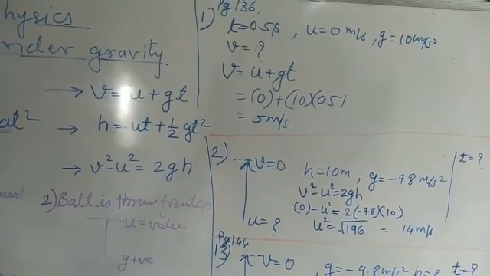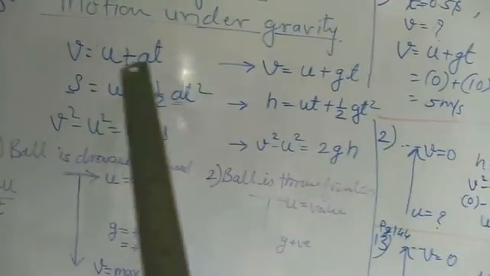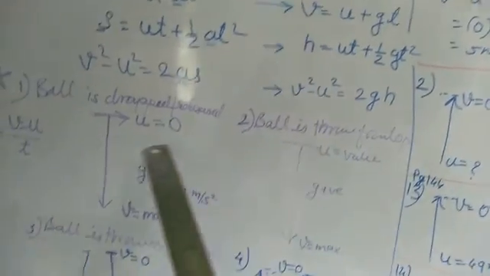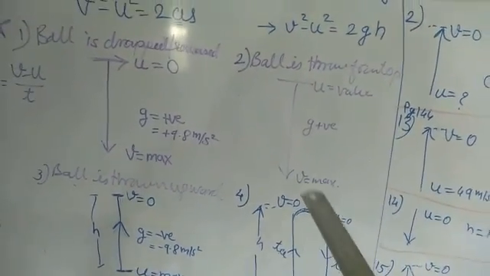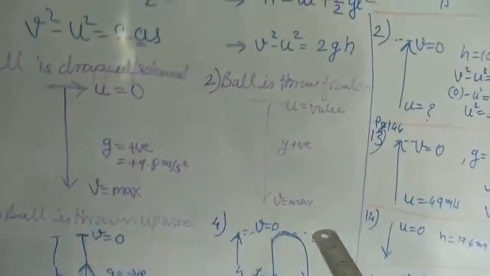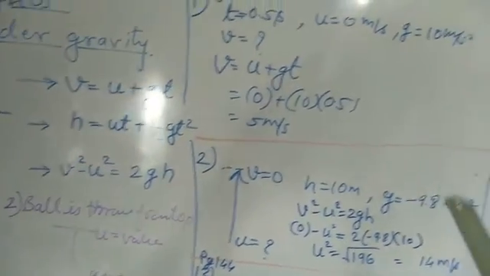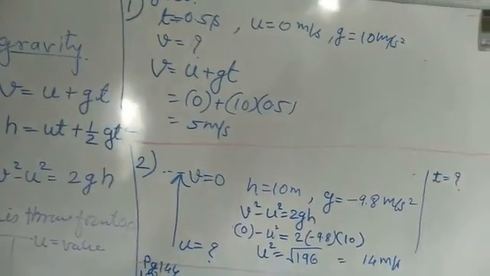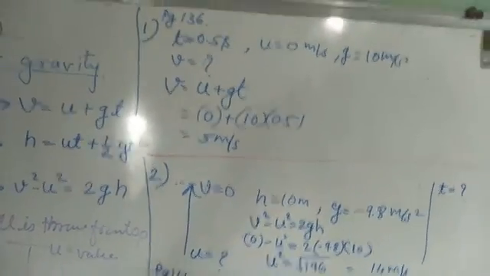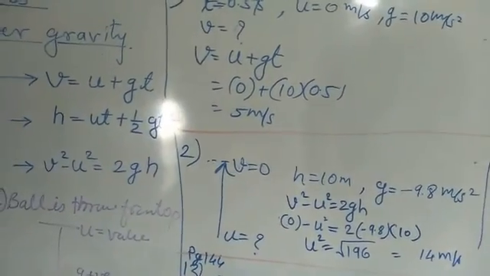Students, already we have seen what is the motion under gravity and what are the four different situations for that. How to use this, using this relation, how we can solve the numerical problems, that we are going to see now. On page number 136, some of the solved examples are already given here.